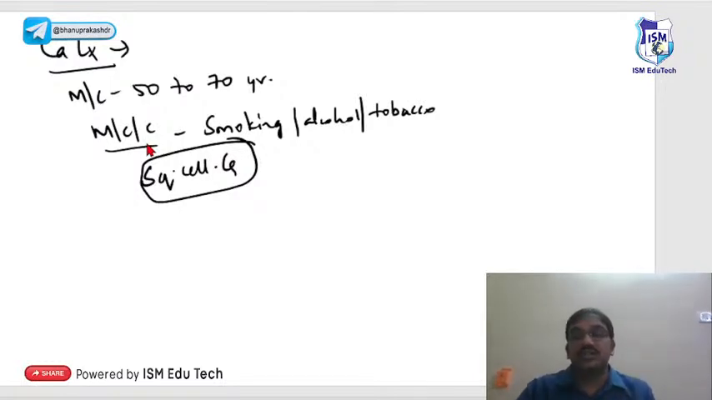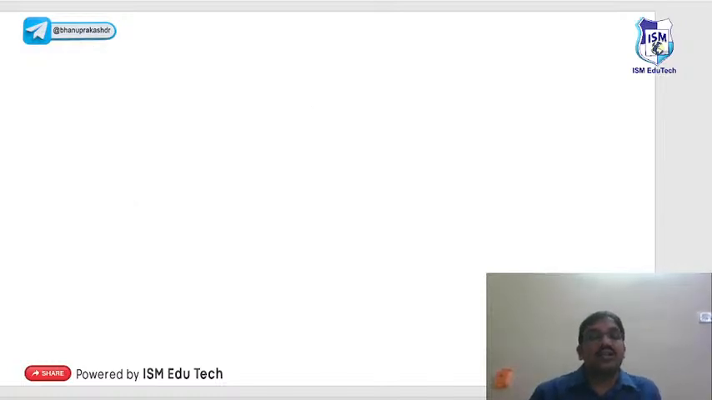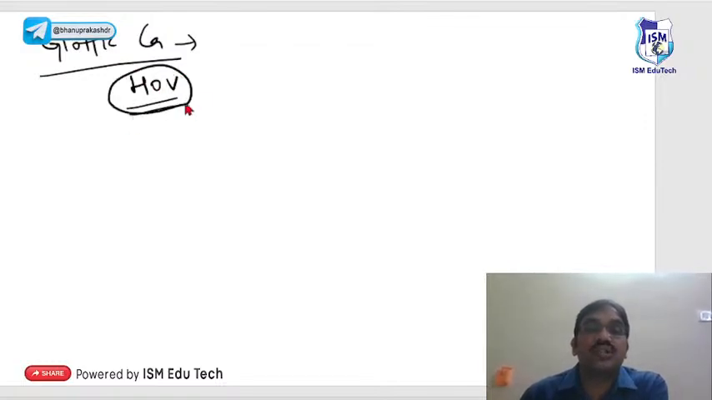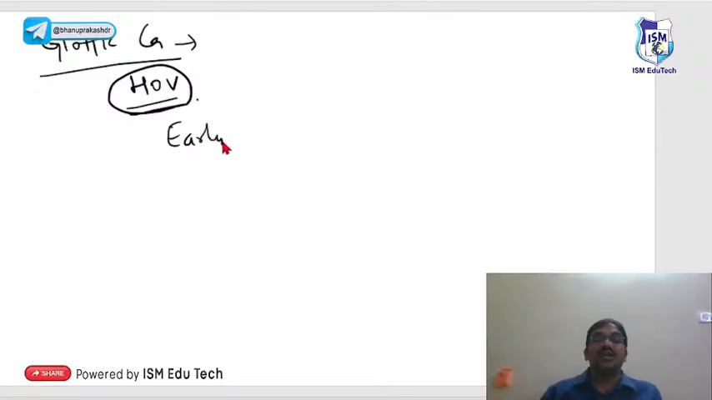Okay, so these are the conditions. In case of glottic cancer, glottic cancer means cancer of the vocal cords. As vocal cords are involved here, the patient will come to you with hoarseness of the voice. The patient presents early here because the slightest change in the vocal cord structure integrity will cause hoarseness. Whenever the voice changes, only then does the patient feel that something is happening, and immediately he will come to you. So usually glottic carcinomas are diagnosed early.